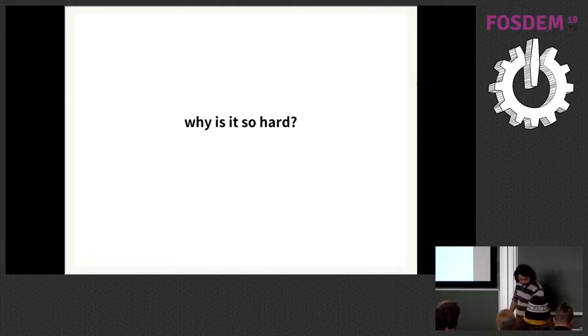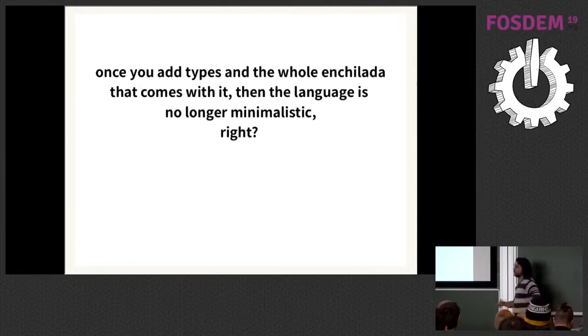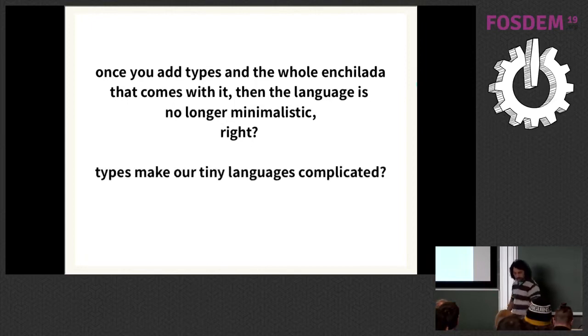So our first stab at that question: we are here talking about minimalistic languages, and I start talking about types, and how everything's complicated. And from your own experience dealing with typed languages like Haskell or Rust or C++, languages that have huge complicated type systems, you start thinking, oh, they ended up being complicated languages because the types mess up everything with the minimalism. Once you add the types and the whole enchilada with it, the language is no longer minimalistic. So maybe types make our tiny languages complicated? Is that the problem?